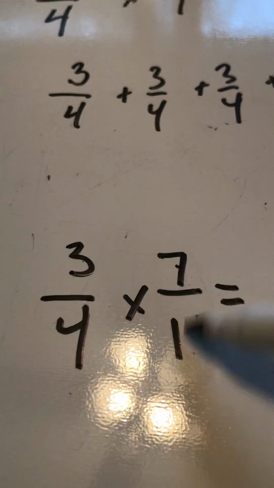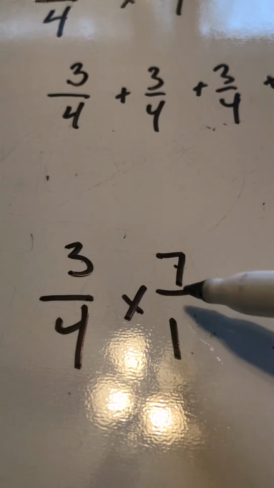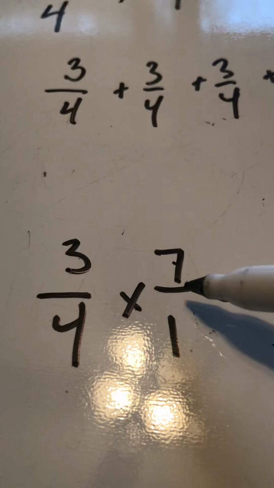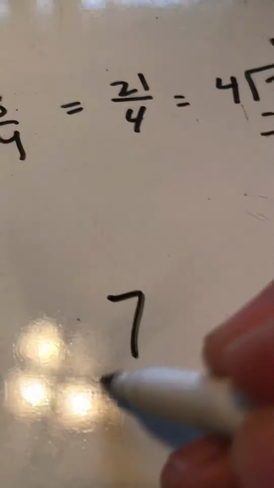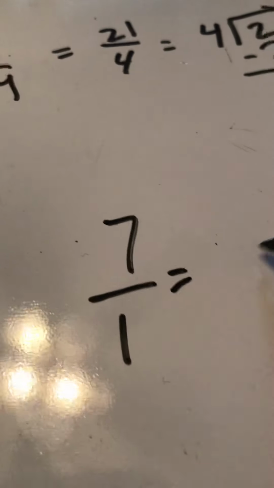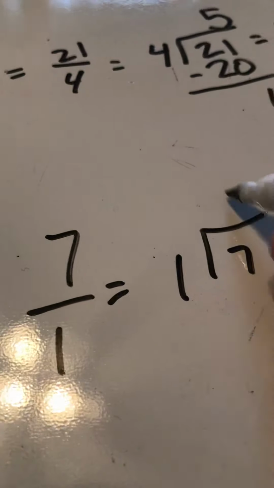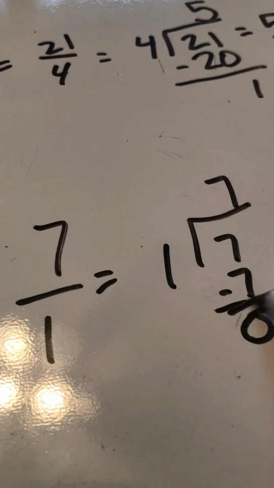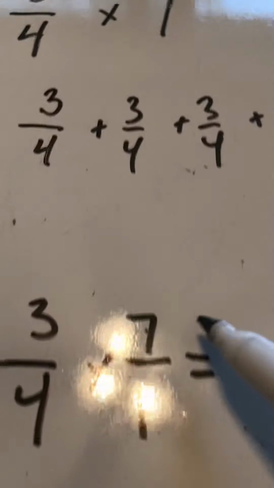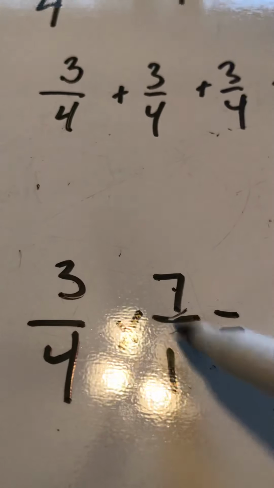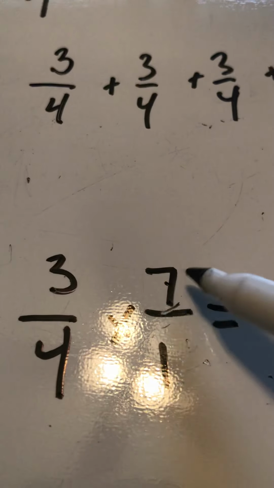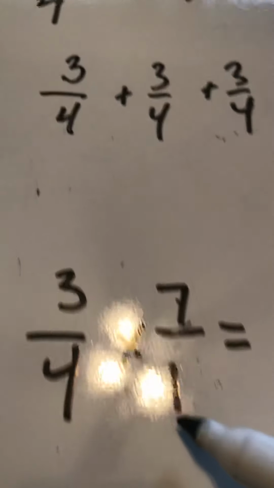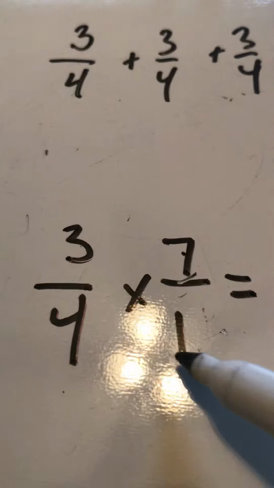But if we would turn 7 over 1 into a mixed number, what would we get? We would get 7 again. If we divide 1 into 7, what do we get? I get 7. So we haven't changed the value of that 7 at all. It's still 7. And that's why we put a whole number over 1. So this was our original problem, and we just put 7 over 1.